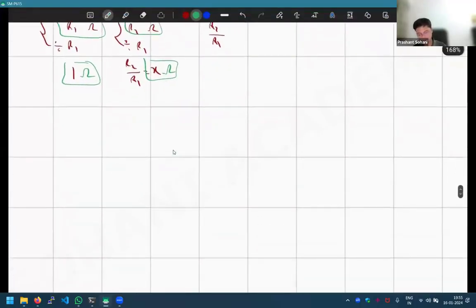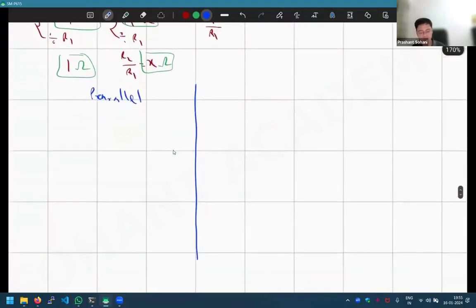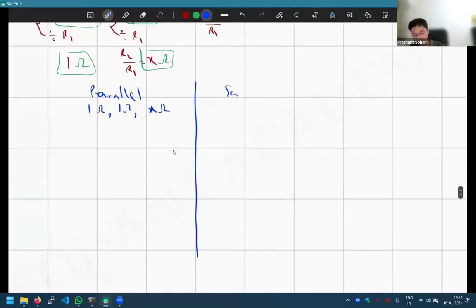We can make two columns if you want. On the left hand side we are talking about the parallel connection. And what are the three resistances? Two of 1 ohm and one of x ohm. So 1, 1, x. These are the three given to us. And on the series side also again 1 ohm, 1 ohm and x ohm. So the same three resistances are just connected in two different combinations. If I draw it as a diagram, it is like 1, 1 and x like this, and on the right hand side, they are in series like this.